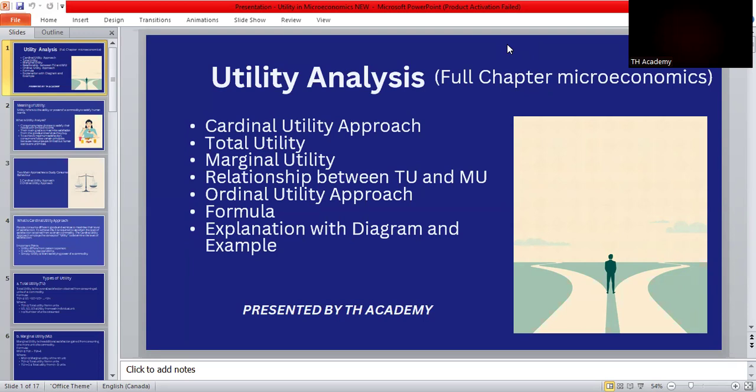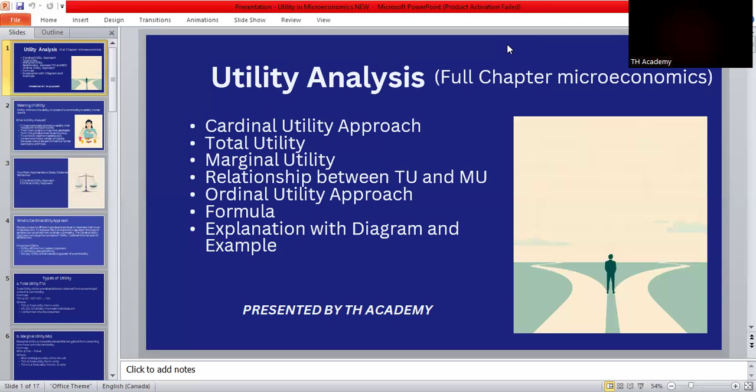Today, we are diving into a full new chapter that is utility analysis, one of the most important concepts in microeconomics. So, we will cover everything you need to know: the Cardinal Utility Approach, how economists measure satisfaction in numbers, total and marginal utility, what they are, how they relate, and why they matter. The next is the relationship between total utility and marginal utility, understanding how consuming more affects satisfaction.